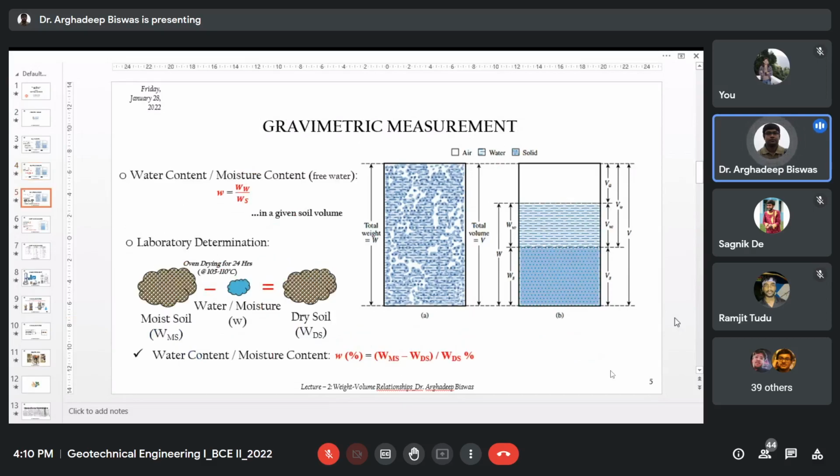So next, the gravimetric measurement, where all the quantities, numerator and denominator, will be entirely mass metric or gravimetric or weight related, right? We have only one such quantity, that is the water content or moisture content. See, this water or moisture content is the free water. Okay. Now, what is free water? Can anyone answer? What is free water?